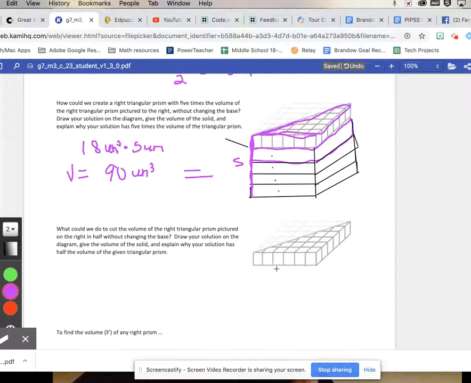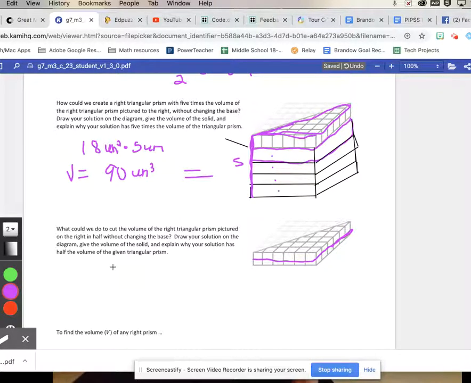What could we do to cut the volume of the right triangular prism on the right in half without changing the base? So again, I still have that same base, but if I want to cut the volume in half, I would just have to cut the base in half, this shape. So that's not a perfect example, but you get, I'm trying to slice this in half. Draw your solution of the diagram, give the volume of the solid.